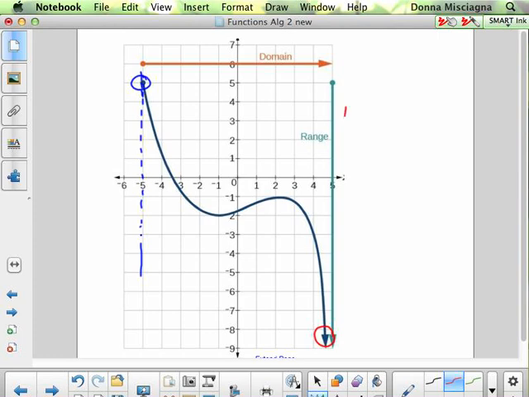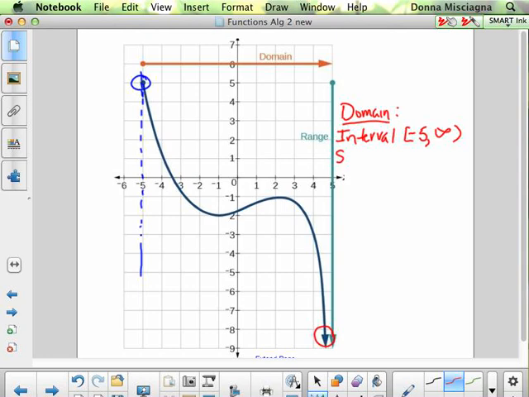So the domain, actually let me write the word domain. We'll do interval first. In interval notation, we have a bracket because that is a point. That's a starting point. We do reach that point. Our function does reach -5. So in interval notation, the domain is -5 to infinity. It's going to keep on moving to the right.